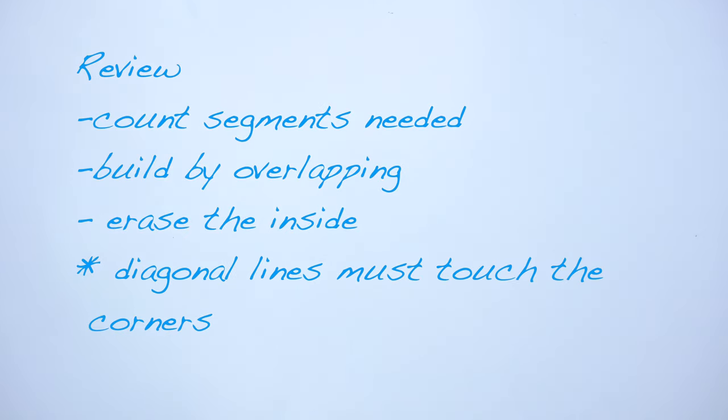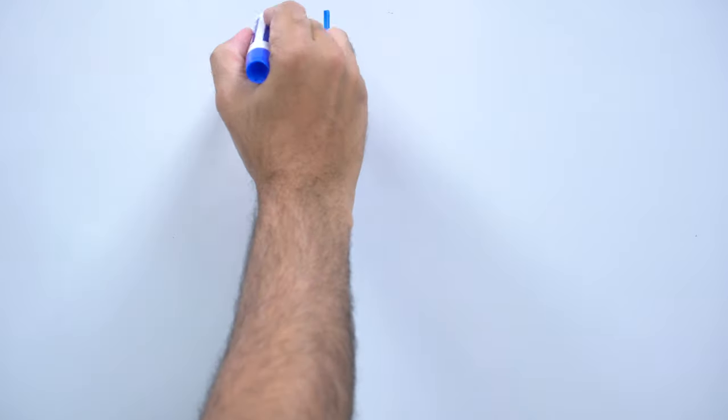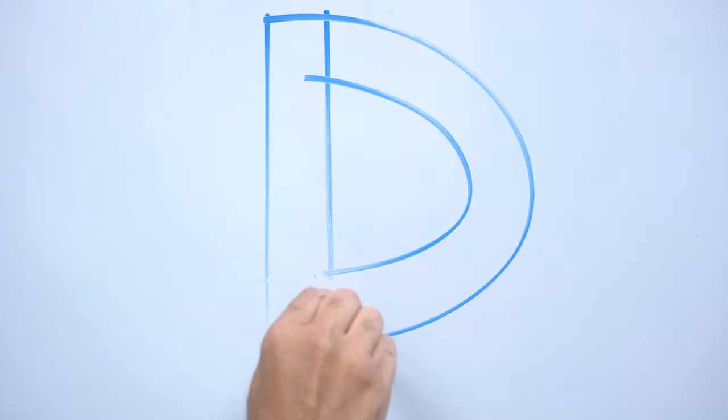All right, let's do a little review. So count the segments when needed, build by overlapping, erase the inside, and diagonal lines must always touch the corners. If you follow these four rules, the rest of the video will be pretty much self-explanatory. All right, let's continue in turbo mode.